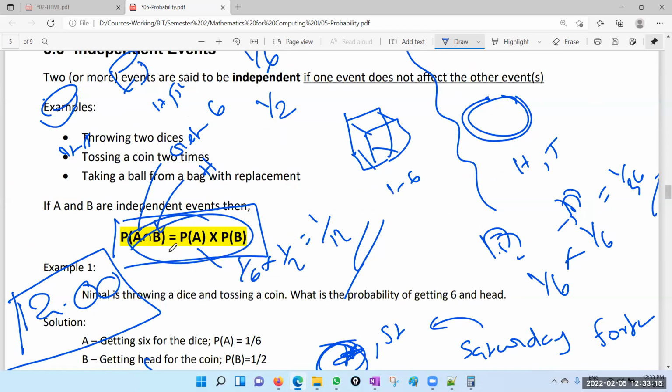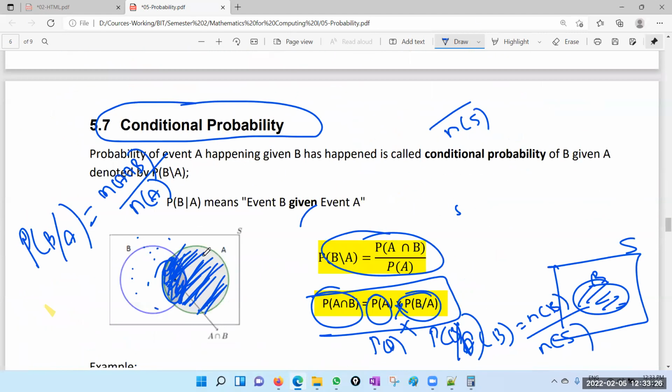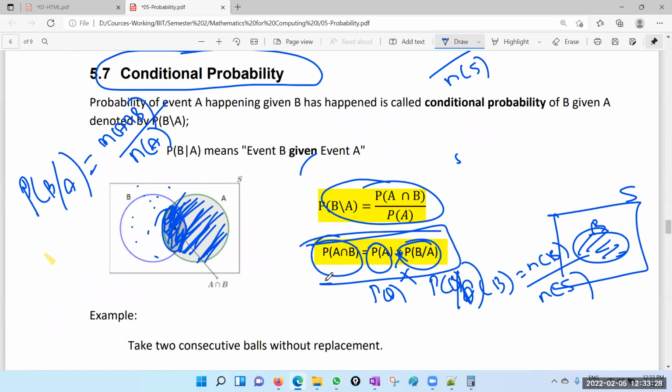So again we draw tree diagrams. Again we multiply, but for two reasons. One, independent events you can multiply. Here, conditional probability also you can multiply, but this is the conditional probability, adjusted probability. Okay.